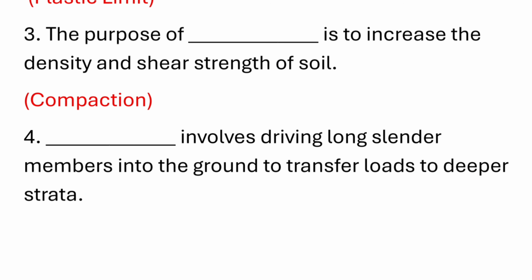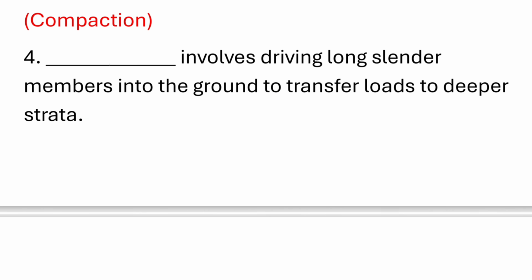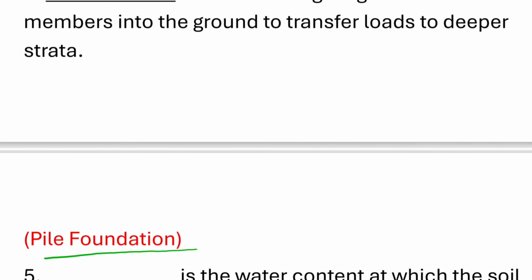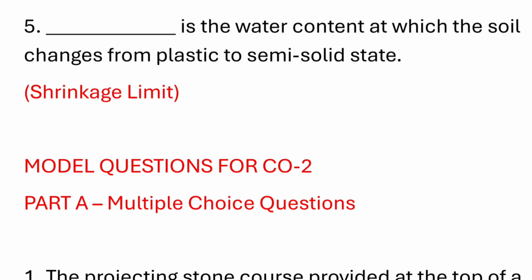The purpose of dash is increasing the density and shear strength of the soil. We call it a compaction test, that is, compaction. Dash involves driving a long slender member into the ground to transfer the load to a deeper stratum, where we have to use pile foundation. The answer will be pile foundation. Dash is the water content at which the soil changes from plastic to semi-solid state. The answer will be shrinkage limit.